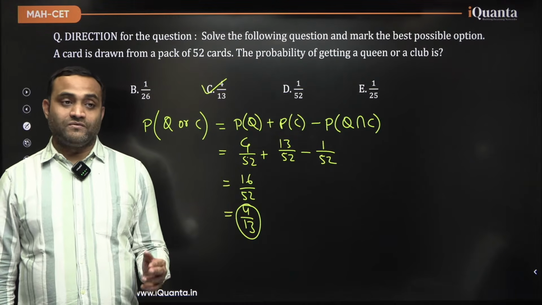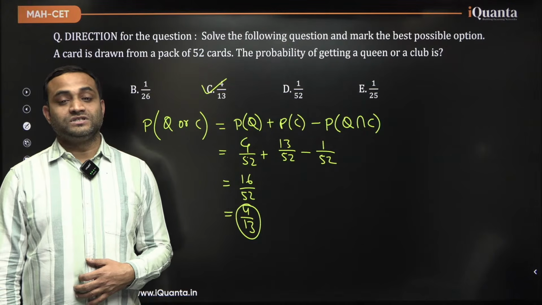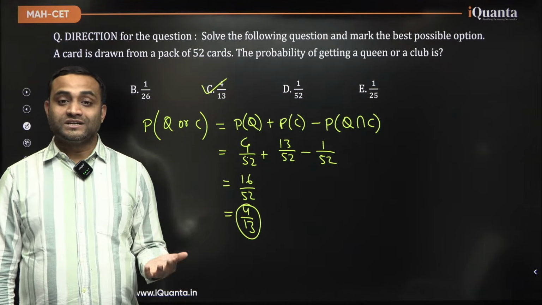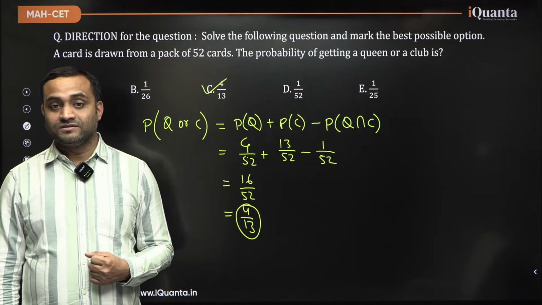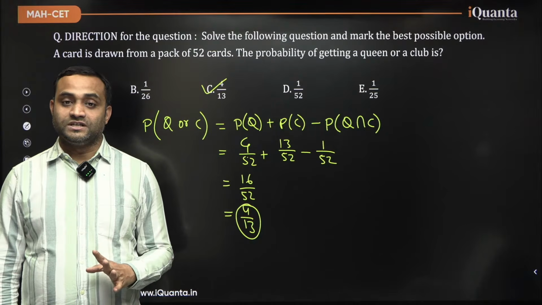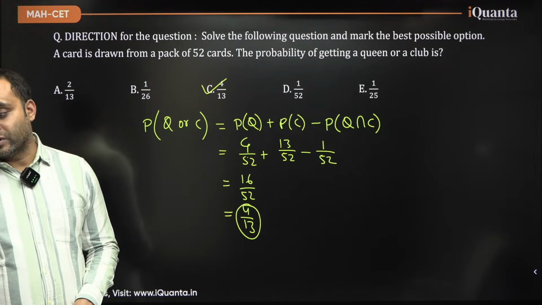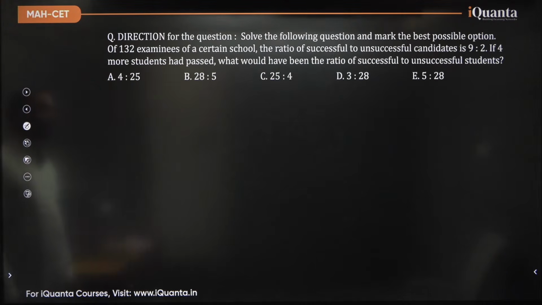And then we have number cards 2, 3, 4, 5, 6, 7, 8, 9, 10. So these are 9 into 4. Each number card is 4 times. So 36 cards. Then we have jack, queen, king and ace. So 4 into 4, 16. 36 plus 16, altogether 52 cards. Let's try the third question for today.